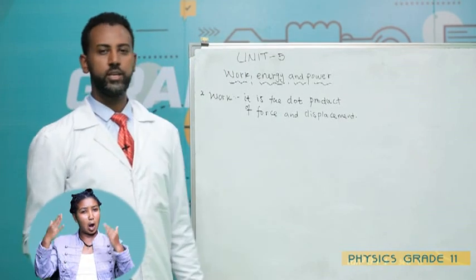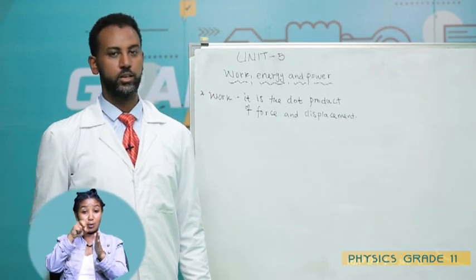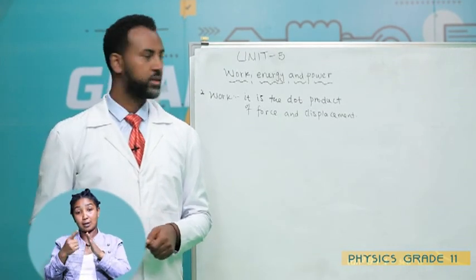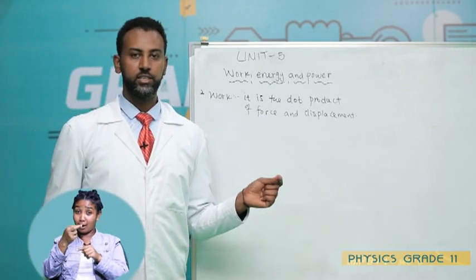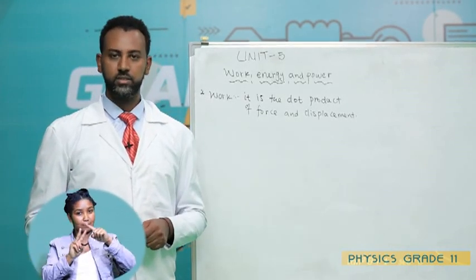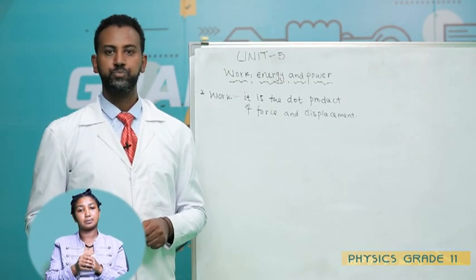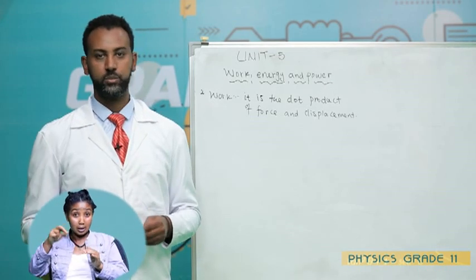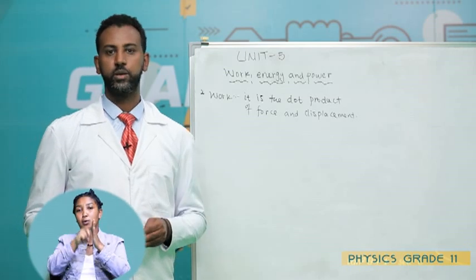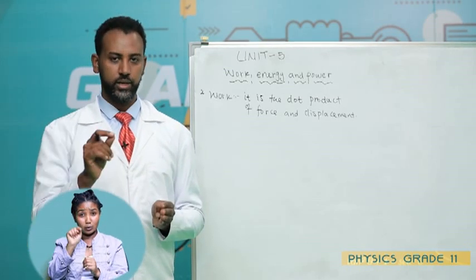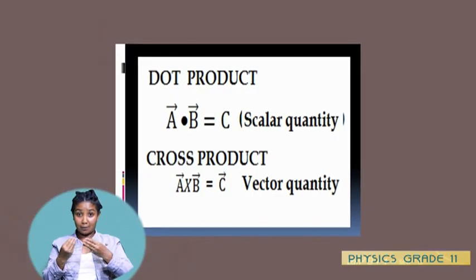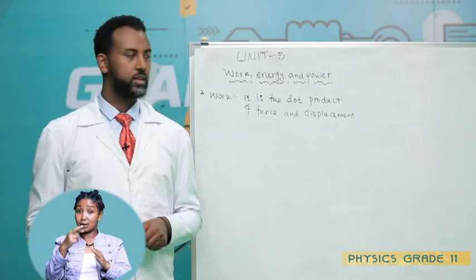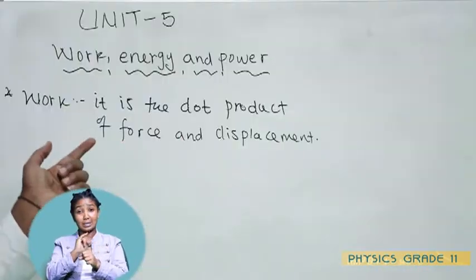Students, I hope you already learned about the dot product and cross product of two vectors in Unit 2 under the concept of vector. When two vectors are added, the result is a vector. The difference of two vectors also is a vector. But the product of two vectors might result in a scalar or a vector depending on the type of the product. For example, the dot product of two vectors will give us a scalar, whereas the cross product of two vectors gives us a vector. Therefore, in this case, work is a product of two vectors.